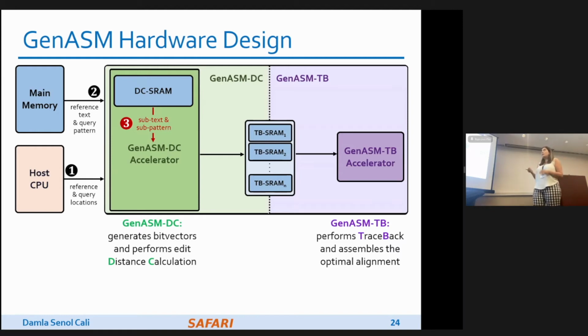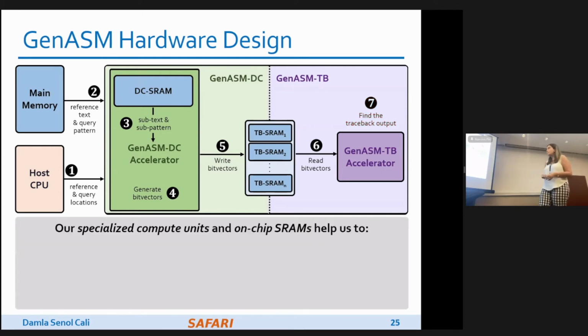So because of that, DC first divides the text and pattern into subtext and subpattern and starts doing the modified BiTAP algorithm with that, generates bit vectors, and then writes them to TB SRAMs. Once DC execution is done, then TB starts reading these bit vectors back from the TB SRAM, finds a traceback output for the current window, and sends the information back to DC so that it can start with the next window. And it goes until all of the windows within the actual input, query, and reference region is done.